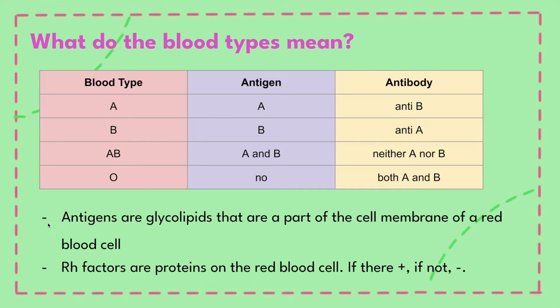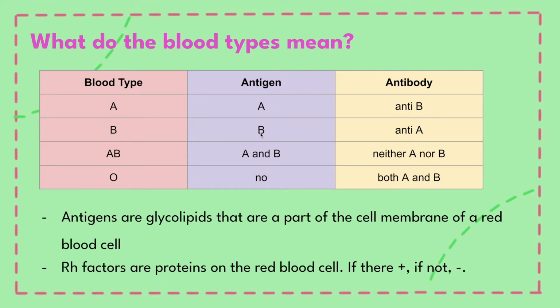The word antigen itself actually means a foreign substance, so it only makes sense that the body also has antibodies, which are proteins that counteract the antigens. So let's take a closer look at all of this. Blood type A contains the A antigen and has the B antibody. The B antibody counteracts the B antigen, but it cannot attack the A antigen, so that's okay.